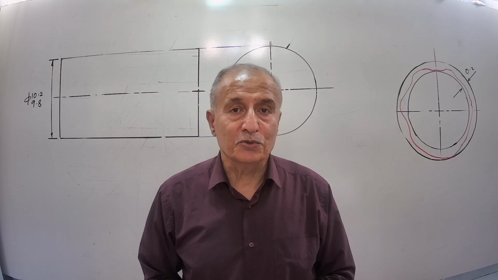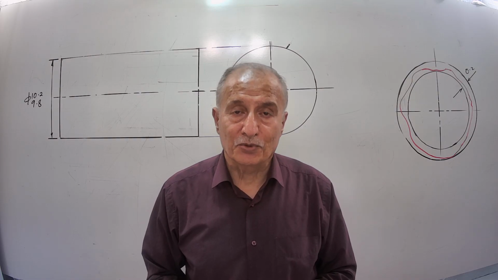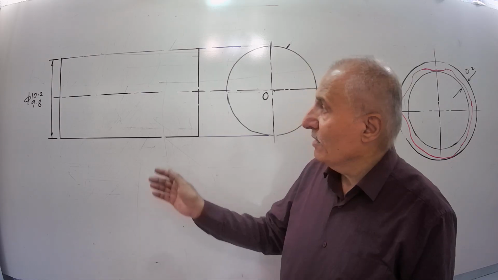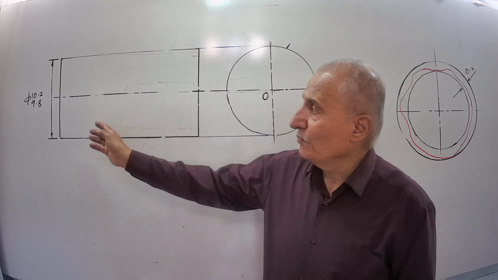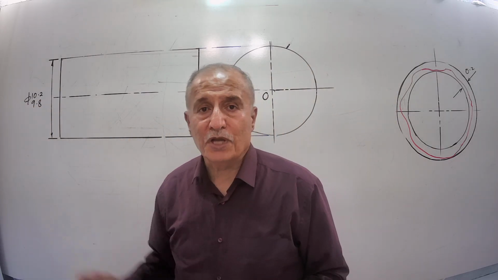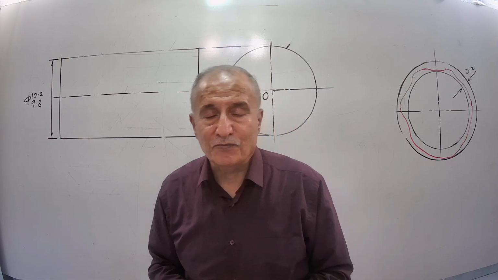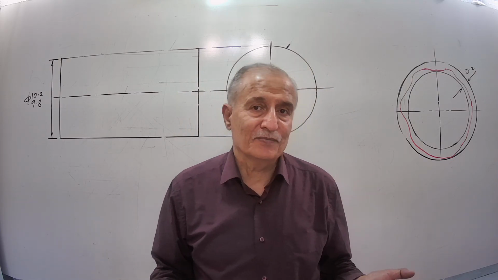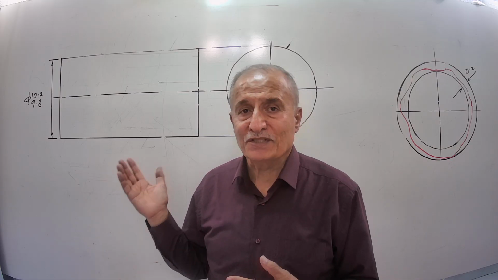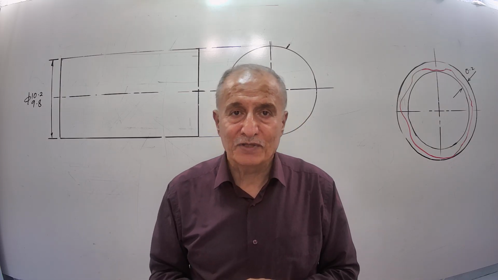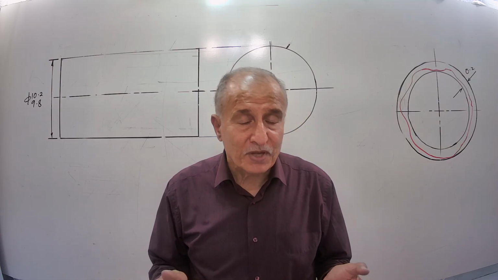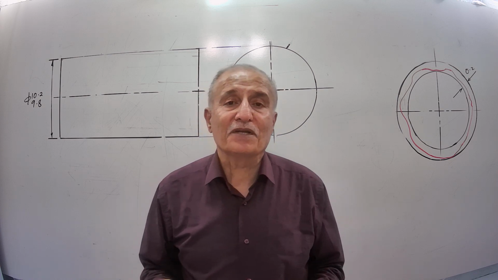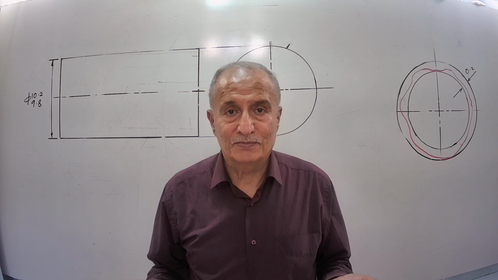I'm Mohsen. Today's video is about circularity tolerance. Consider this solid shaft, size 9.8 to 10.2, and we want to apply circularity tolerance. The story is this: any individual cross section of this solid shaft must be a perfect circle. But we know that producing a perfect circle is not possible.